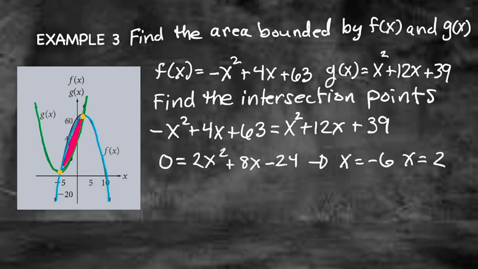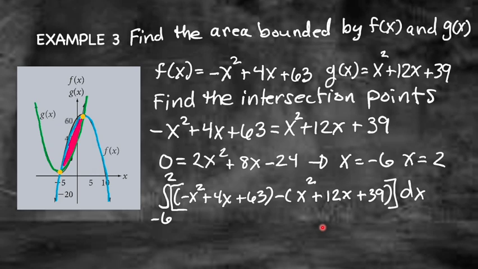And then when I moved everything to one side and set it equal to 0, I got 2x squared plus 8x minus 24. And that's a quadratic, so we can use complete the square, quadratic formula, factoring, whatever you want to use to solve that quadratic. And then once you solve it, you should get that x is -6 and x is 2. So that's those two yellow points on the graph. That's where those two functions intersect. So it traps that area between the two functions. So now we know that interval that we need to integrate over.